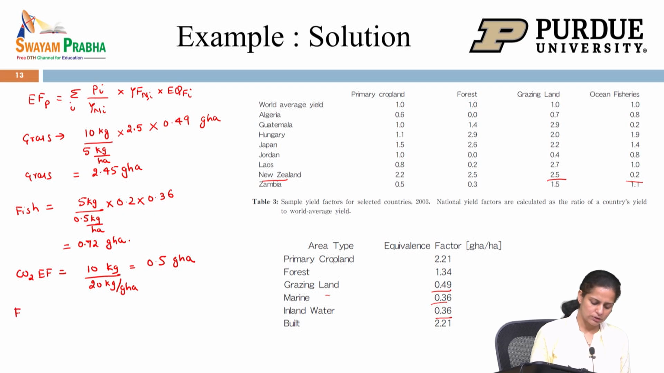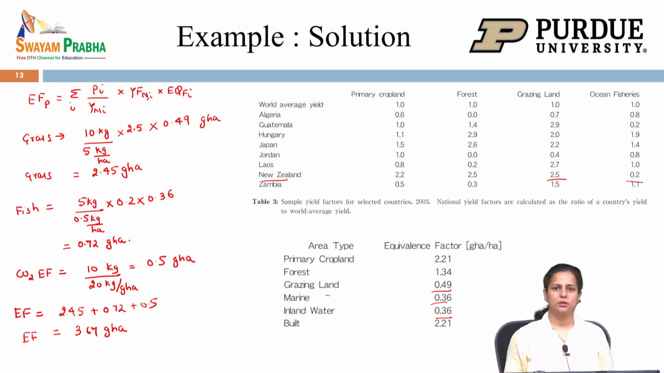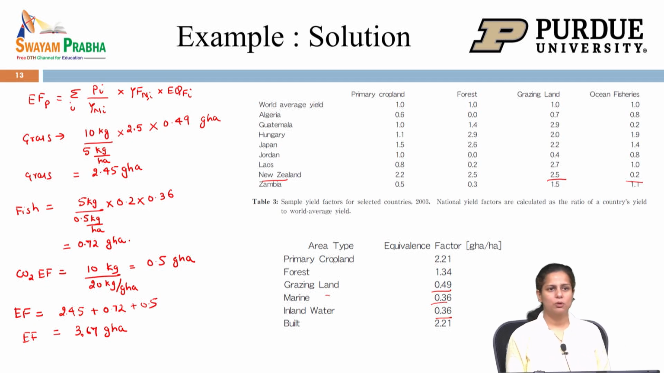So, the total ecological footprint in this case will then be 2.45 plus 0.72. So, the total ecological footprint of making this product, which requires grass, fish and has a CO2 footprint, is equal to 3.67 global hectares.